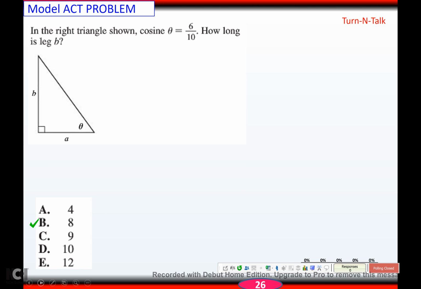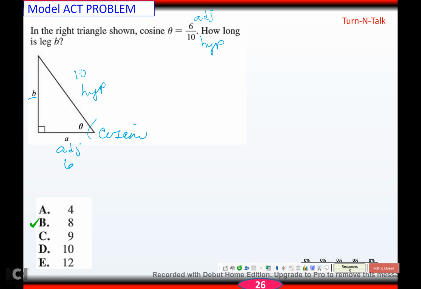Alright, it says in the right triangle shown, cosine theta. So they're standing here at theta, and they're taking cosine, which is adjacent over hypotenuse. So they're telling me that adjacent to me is a length of 6, and the hypotenuse has a length of 10. And they want me to find this length.